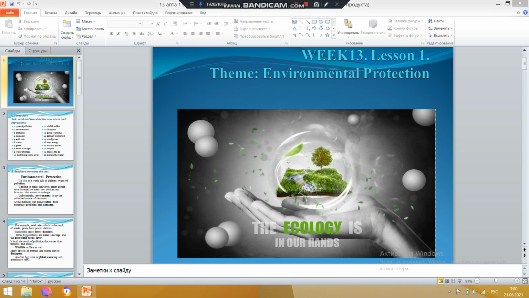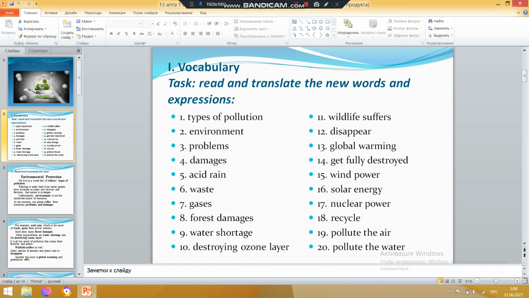Hello everybody. Today is our new theme, environmental protection. First of all, vocabulary. Task: read and translate the new words and expressions.